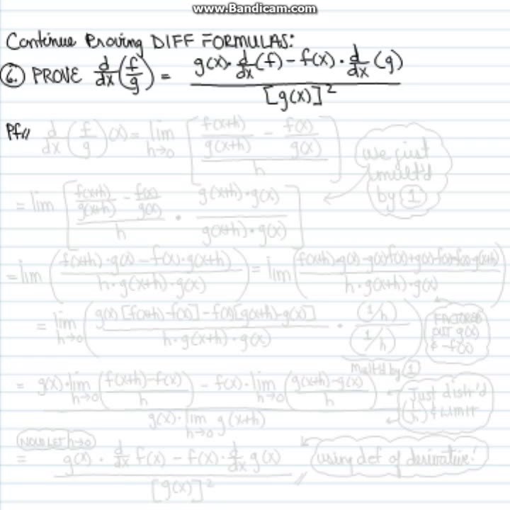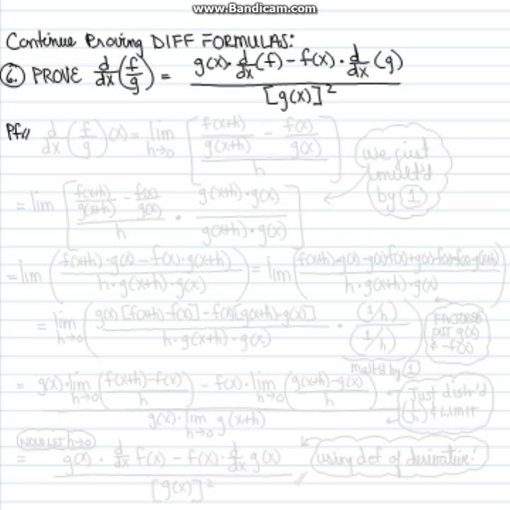Now finally, we will prove rule number 6 of the differentiation formulas. Specifically, we'll prove the quotient rule. The derivative of f over g is equal to g times the derivative of f minus f times the derivative of g, over g squared.